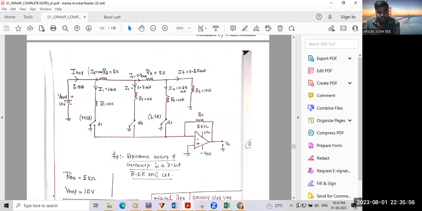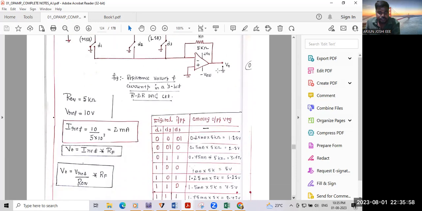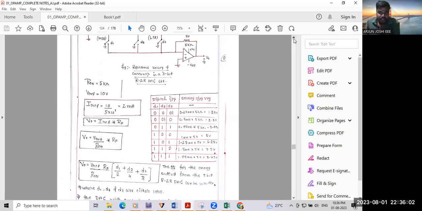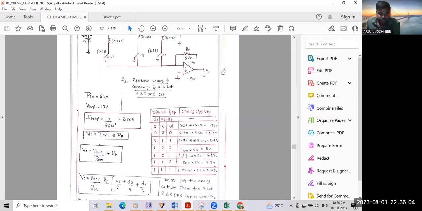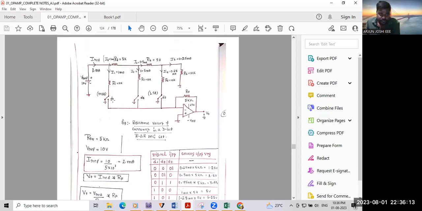Now, how to fill this tabular column or truth table? Very simple. I'm going to consider the first one as 0 0 0. Here I'm going to write 0 0 0. Okay, the next combination is 0 0 1. This D3 will go on.